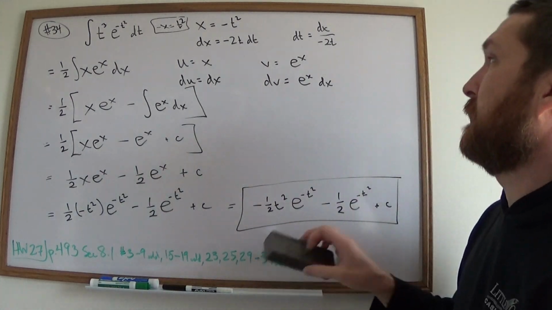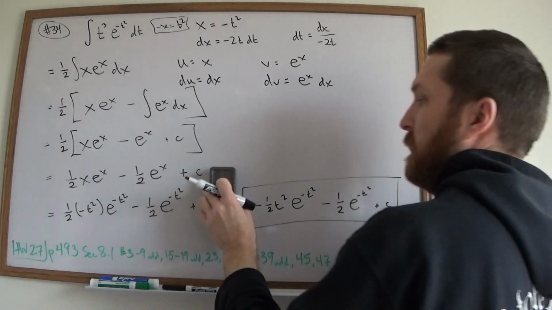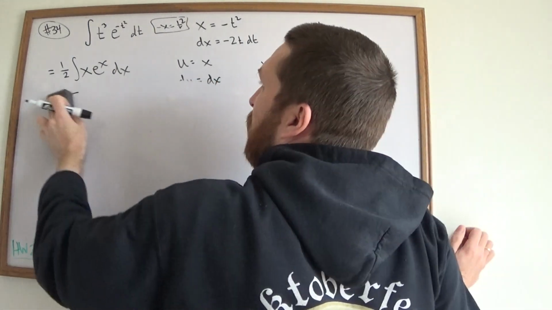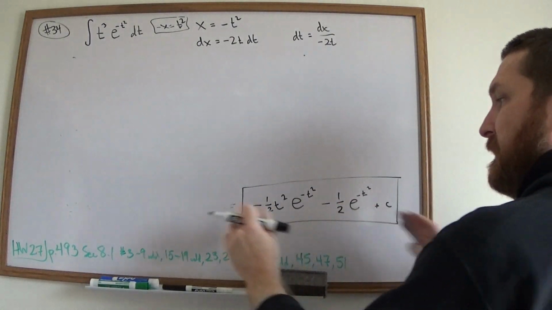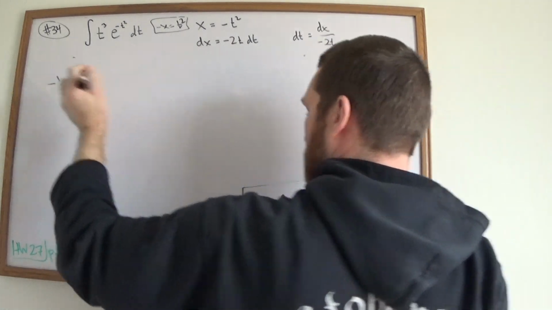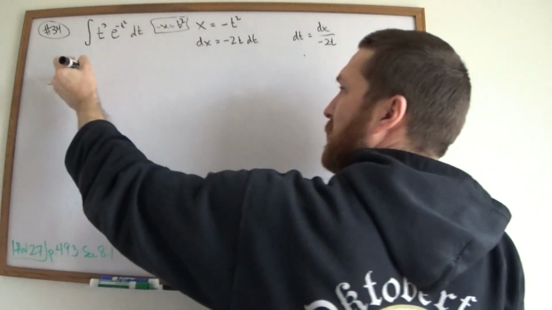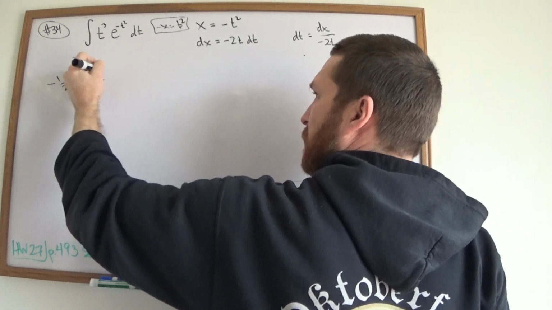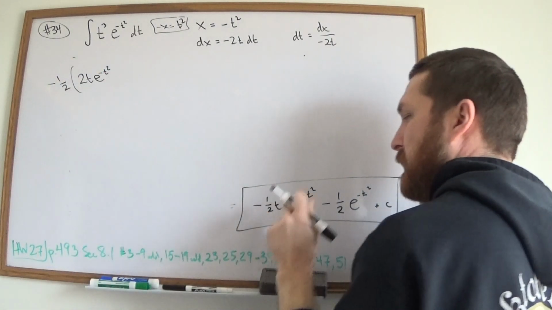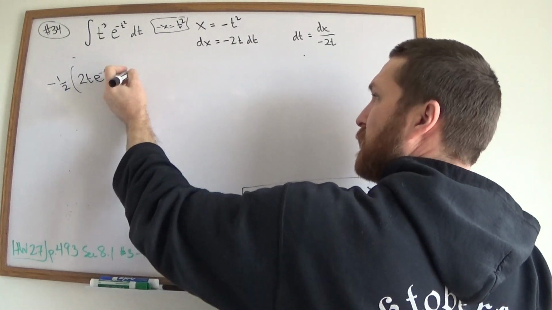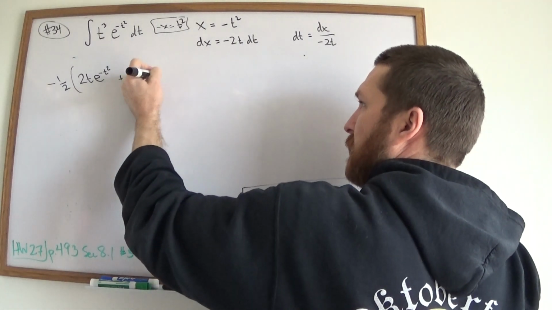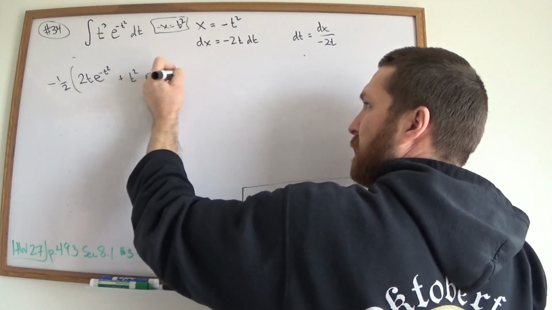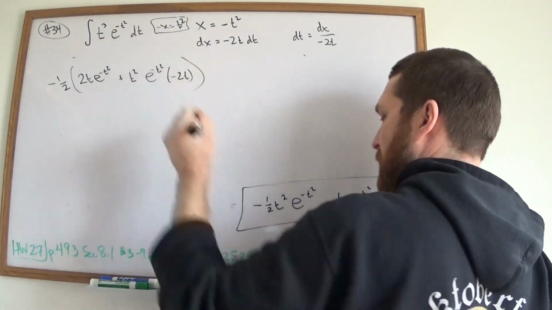Let's check it real quick. Okay, boy, lots of work for that. Okay, so I'm going to take the derivative of this. 1/2 is going to come along for the ride. We have a product. So, 2t e to the minus t squared plus, leave the first part alone. The derivative of this is the thing. Then we multiply by the derivative of the inside stuff right there. There's that part.